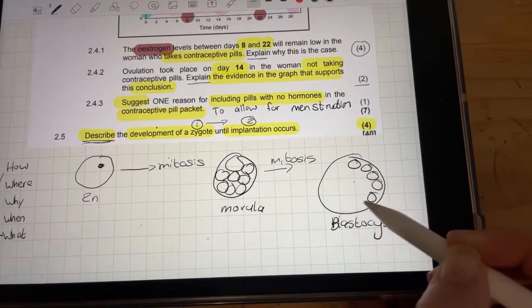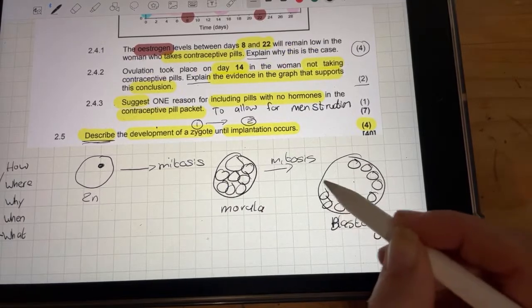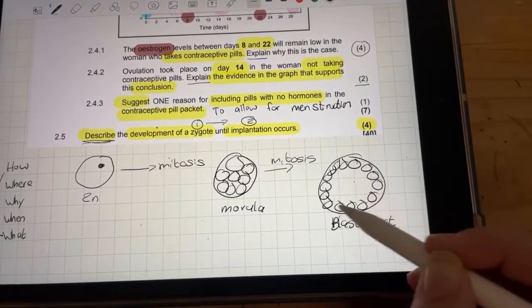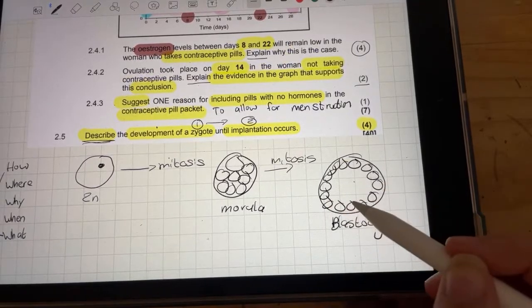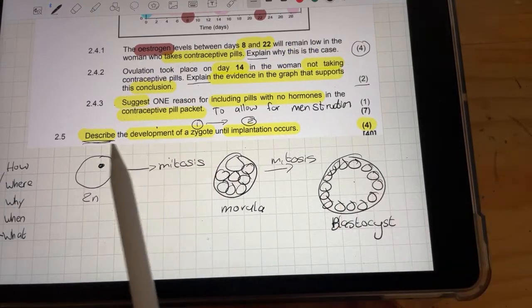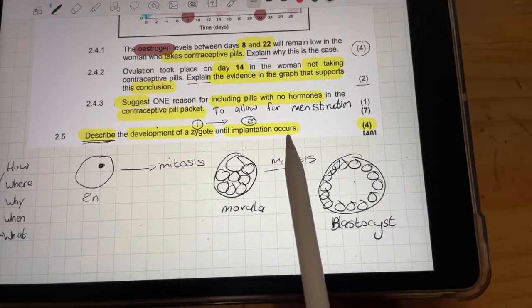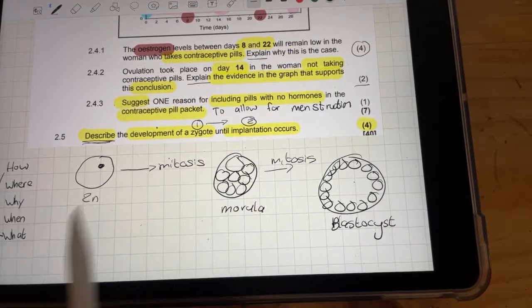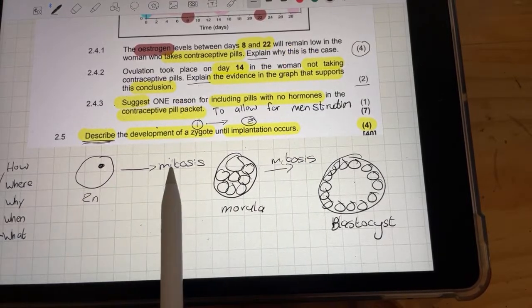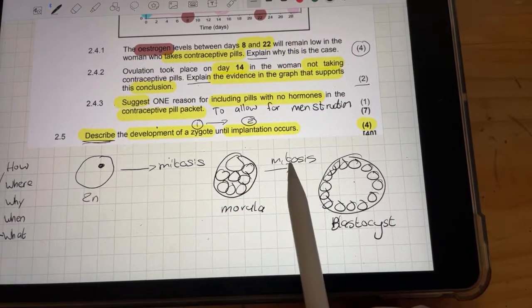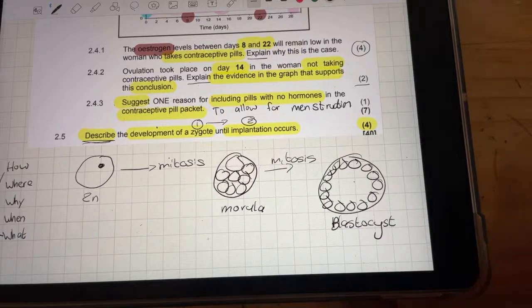So effectively, we go from one cell to a ball of cells that is solid to a hollow ball of cells. And the reason why it becomes hollow over time is because this is going to be the internal cavity of our embryo in the beginning, right? So it's asking you to develop a zygote, which we have, here's the zygote, to implantation. So what are we going to say? The zygote undergoes mitosis to form a morula. The morula continues to undergo mitosis to form a blastocyst.